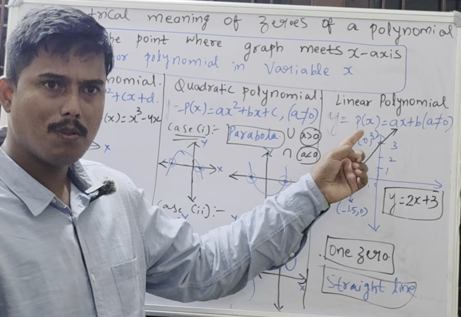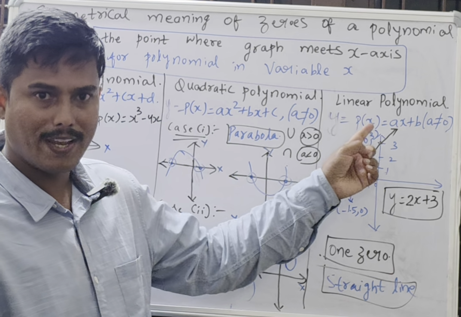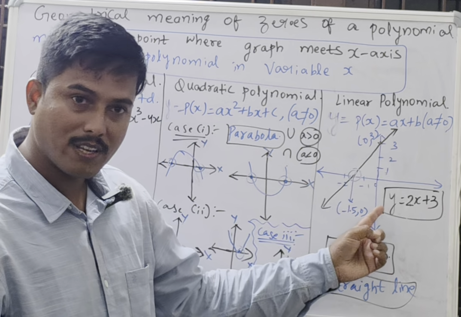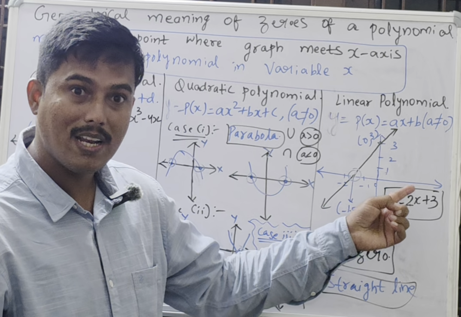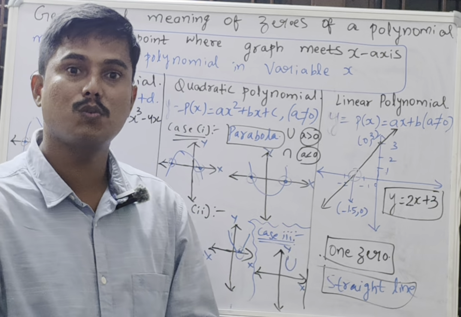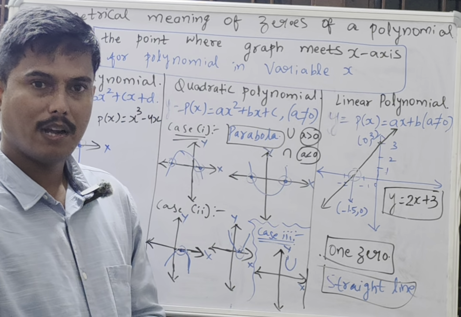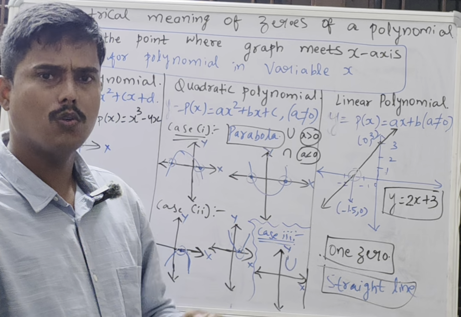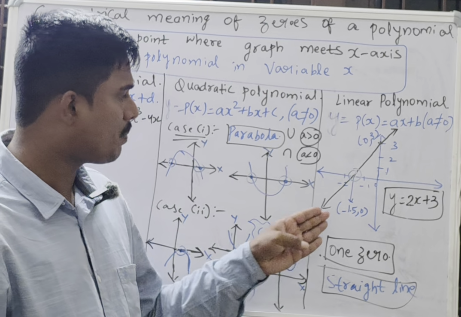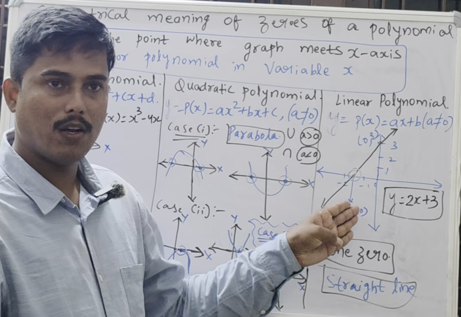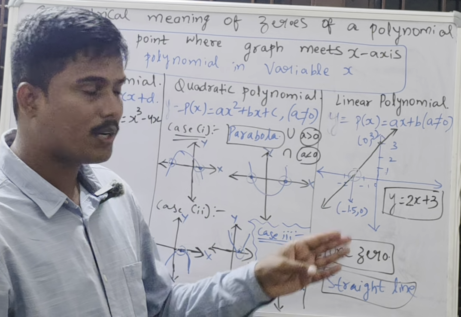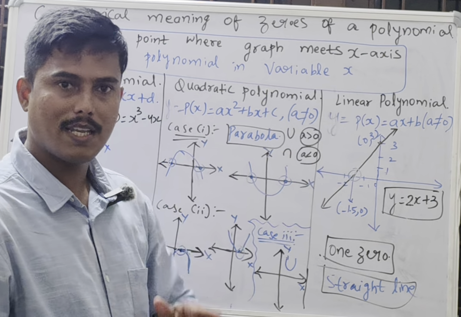Actually, the standard form is p of x equal to ax plus b, which here is p of x equal to 2x plus 3. While solving, instead of p of x, we will take y. Now substitute x value as 1 or 2, and when I substitute x value as minus 1.5, I got y as 0. When I substitute x value as 0, I got y as 3.